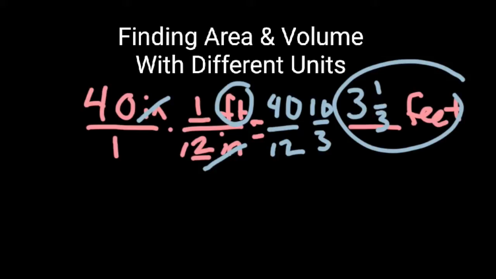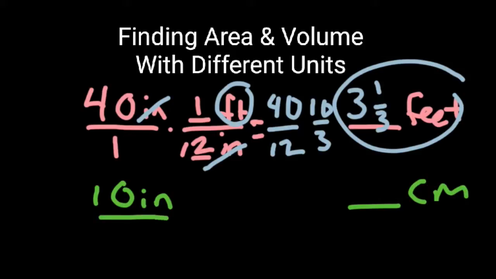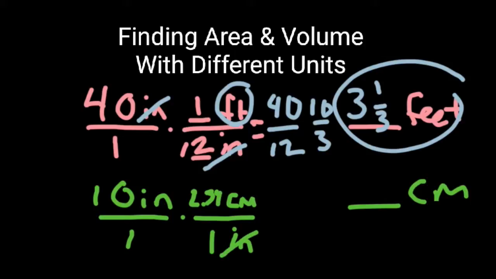Let's try another one quick. Let's change 10 inches into centimeters. So again, we want to change this into a fraction and multiply by a conversion factor. We want to change it to centimeters, so centimeters will be in the top, inches is what we want to get rid of, and that's going to be in the bottom. And 1 inch is equal to 2 54/100 centimeters. Cross off the units that are the same, seeing that we're ending up with centimeters.